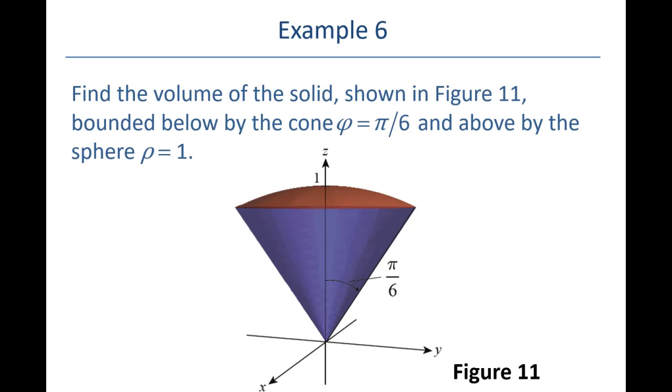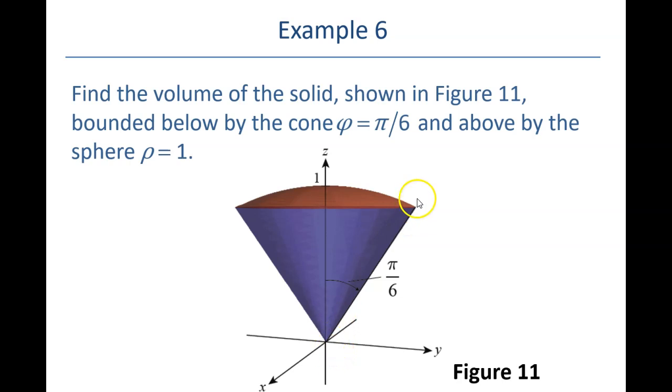Alright, and then let's find the volume, an actual volume using spherical coordinates. So we've got what we call the ice cream cone problem. We've got a cone on the bottom. The cone is just phi equals pi over 6. Okay, remember, if phi is pi over 6, that's a constant.